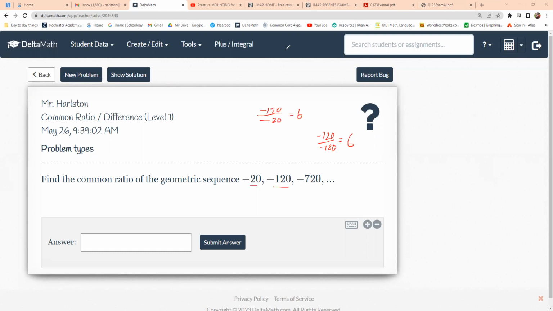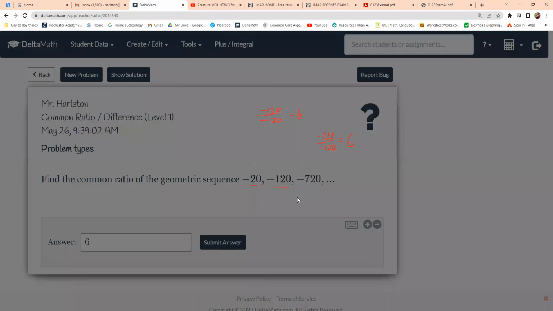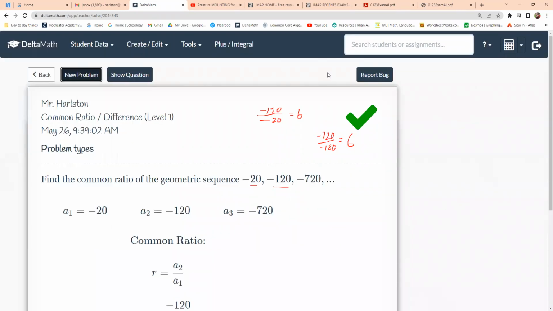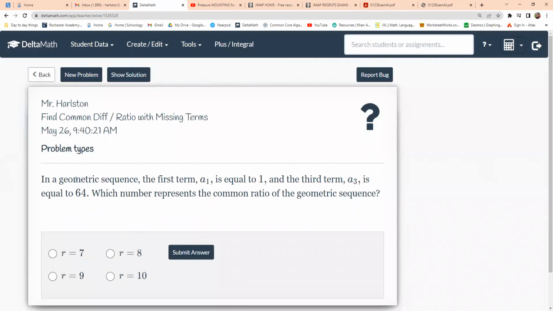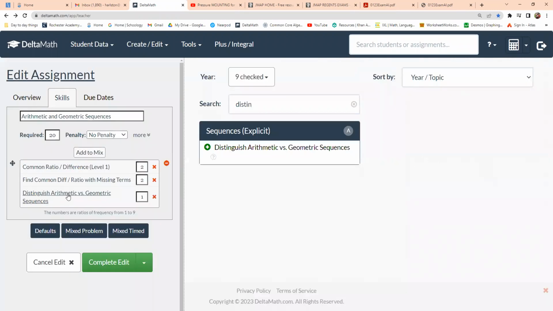So if I clear this and do 6 here, that should be the answer. And that's correct. So let me clear the drawing. I thought I'd done that, but obviously I didn't. So let me clear it. Now let's go look at a couple others.